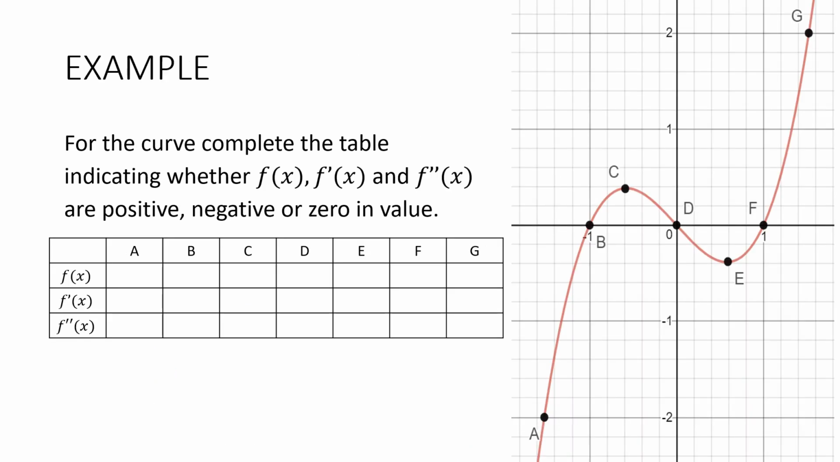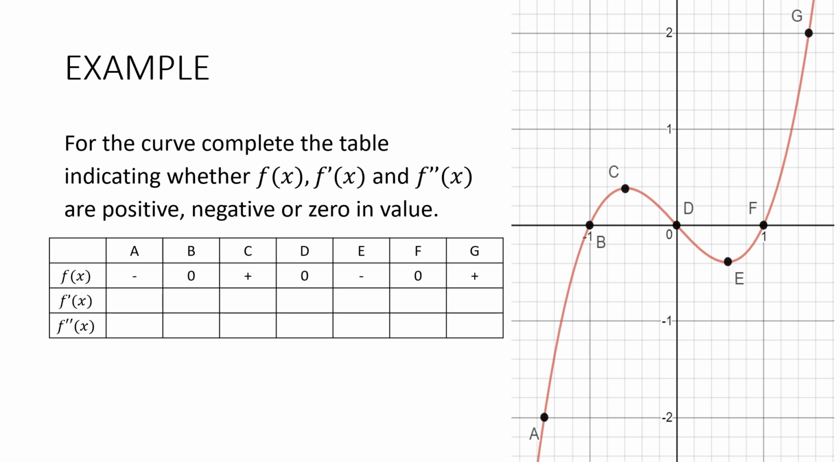So here's example 1. For the curve, complete the table indicating whether f(x), f'(x), and f''(x) are positive, negative, or 0 in value. Now, f(x) is just the y-coordinate. So this is pretty easy. We're just going through deciding whether the y is negative, 0, or positive. So pretty easy.